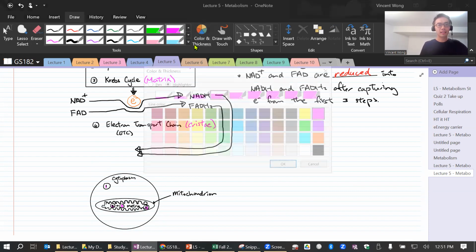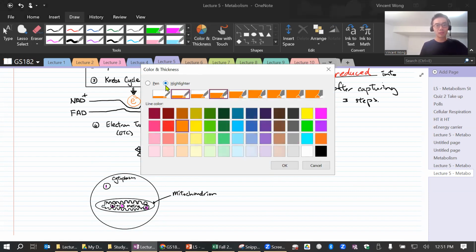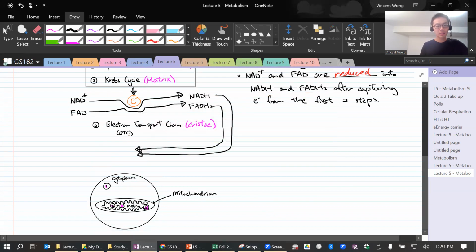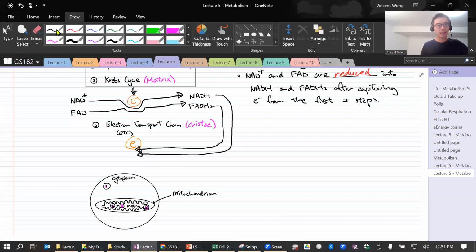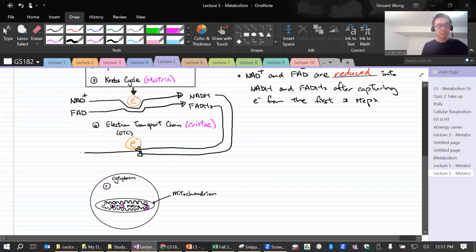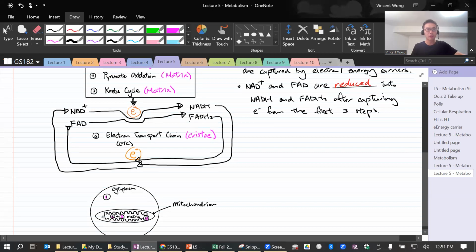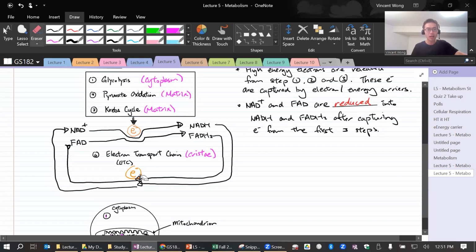And then the electron will get off. The electron will get off onto the ETC, and then they will once again become FAD and NAD+. Okay? So basically, it's like a shuttle service. They pick up the electron from the first 3 steps, drive them to ETC, go back and pick up more, and then it just goes back and forth between the first 3 steps and the last step.